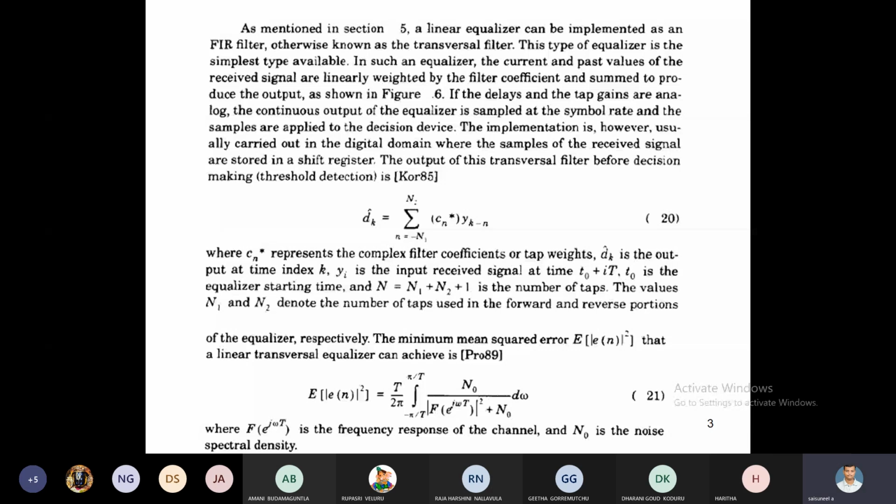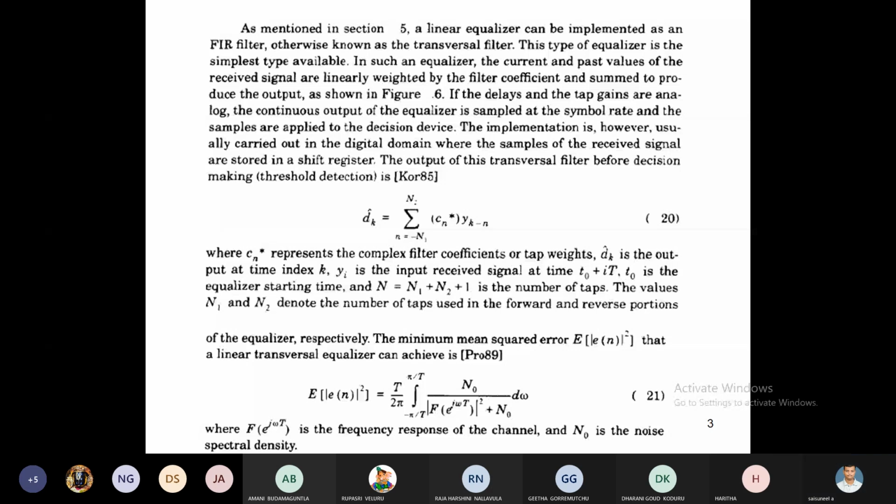Next, how many taps are there? The number of taps is N equal to N1 plus N2 plus 1, where N1 and N2 are the number of taps used in the forward and reverse directions. The mean squared error is the expectation of modulus of e n squared, which is equal to T by 2 pi integral from minus pi by T to pi by T of N naught by modulus of F of e power j omega T whole squared plus N naught. N naught is the noise.